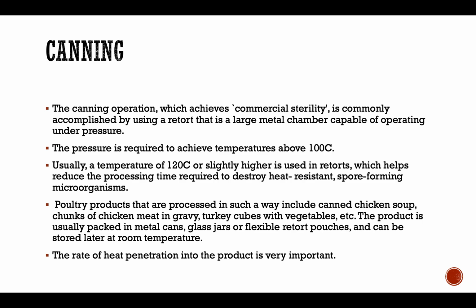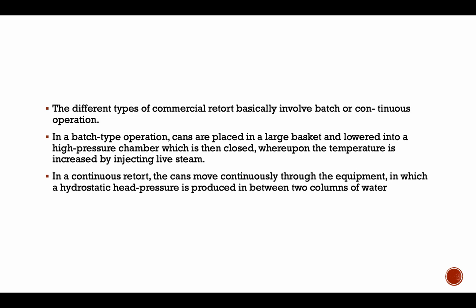Poultry products that are processed in such a way include canned chicken soup, chunks of chicken meat in gravy, turkey cubes with vegetables, etc. The product is usually packed in metal cans, glass jars, or flexible retort pouches and can be stored later at room temperature. The rate of heat penetration into the product is very important. The different types of commercial retort basically involve batch or continuous operation.